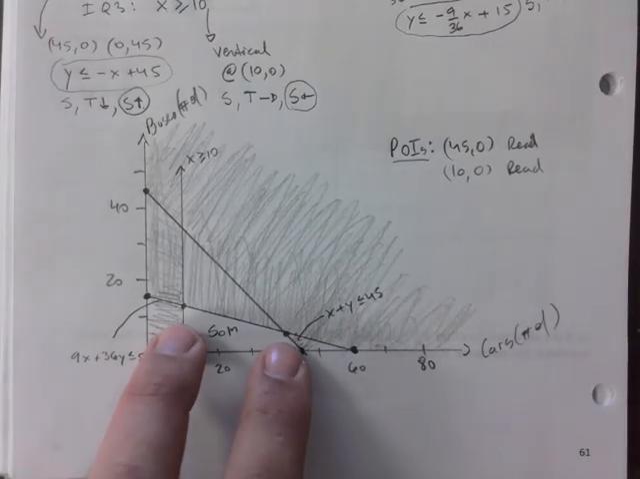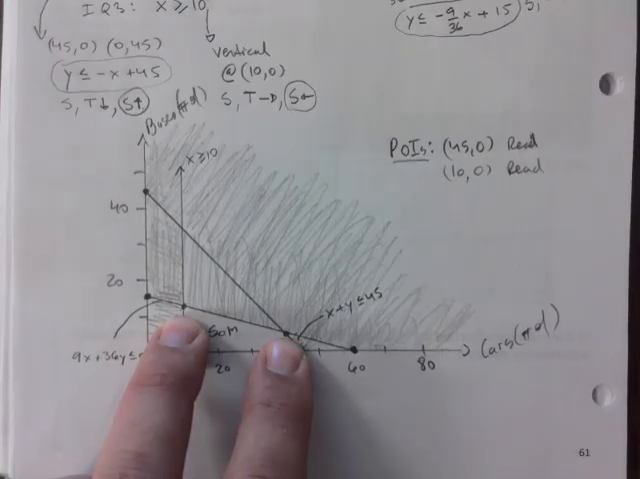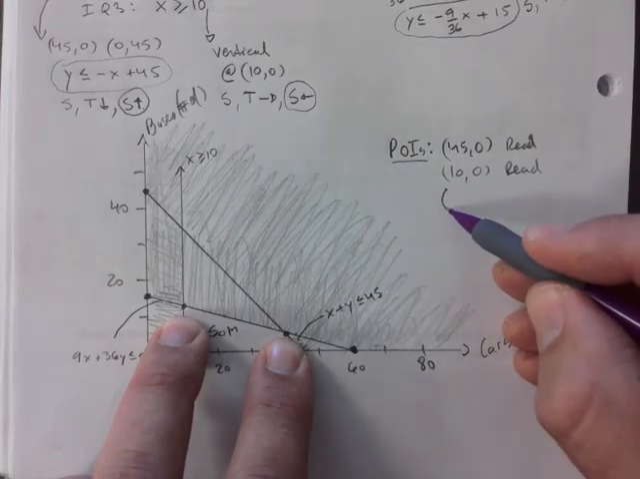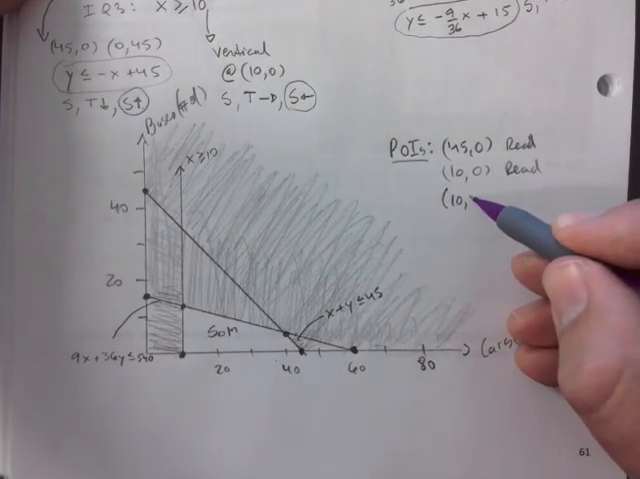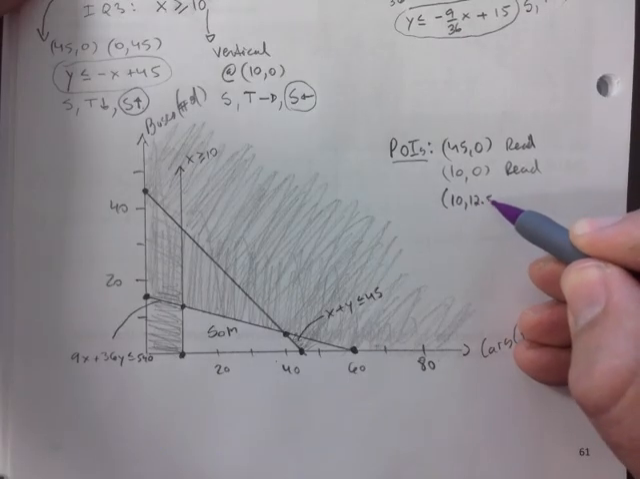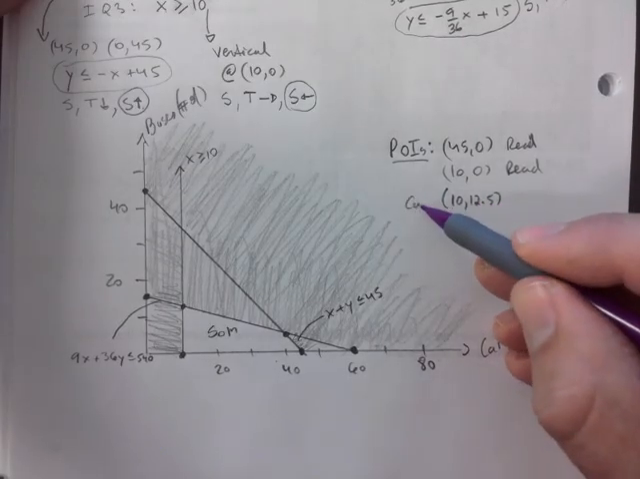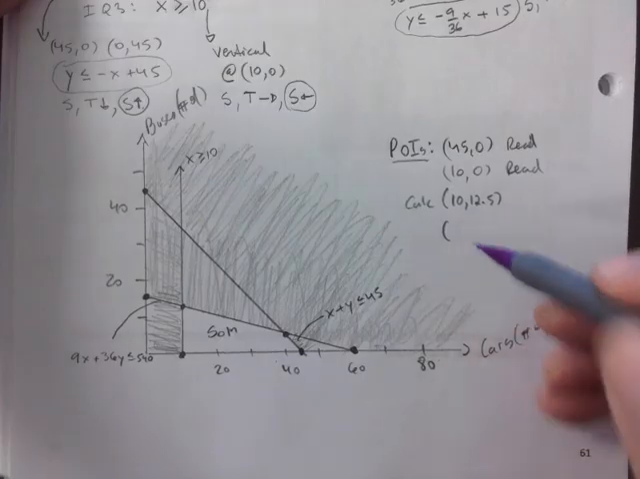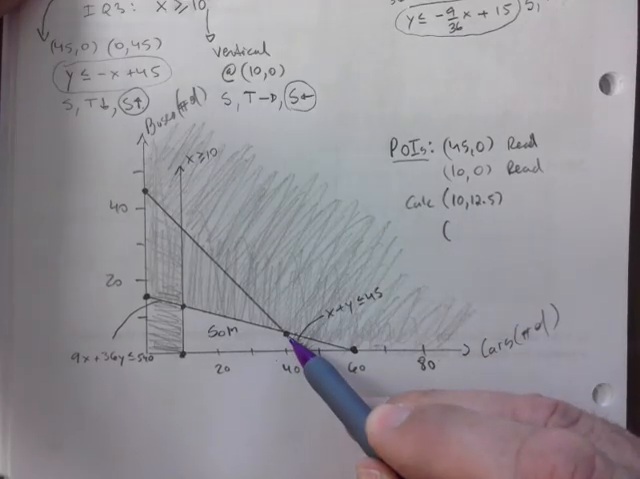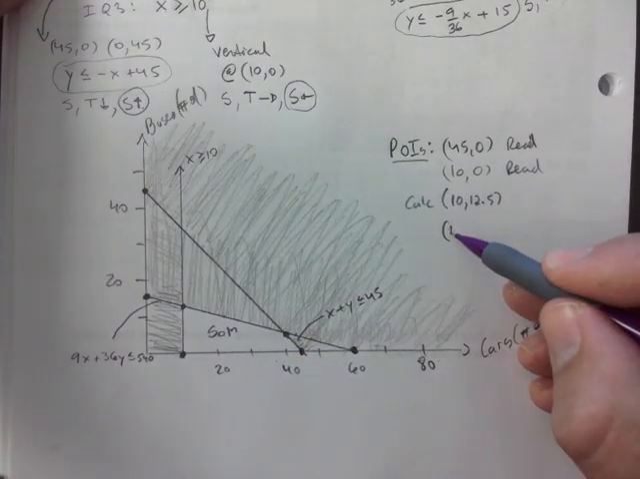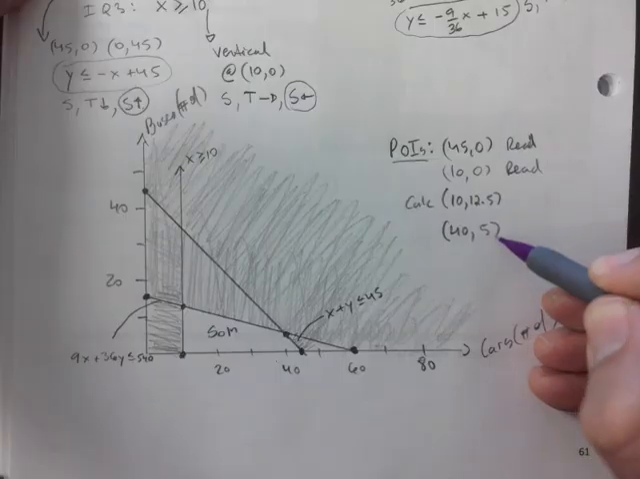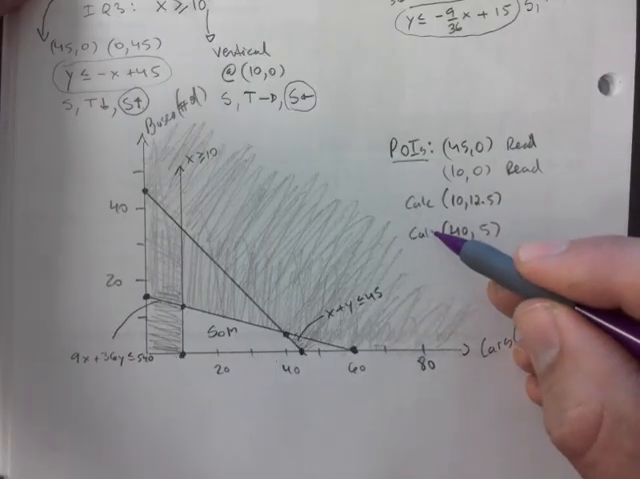These two, you probably have to use your calculator for. I will cut to the chase and just tell you what they are. It's 10, 12.5. This one is a calculator. And this one here is 45. 40,5. Also use my calculator for that one.